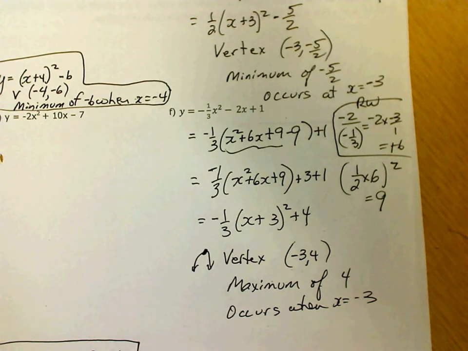I have to show you one more way to find a vertex. It's the method of partial factoring. It's really different.